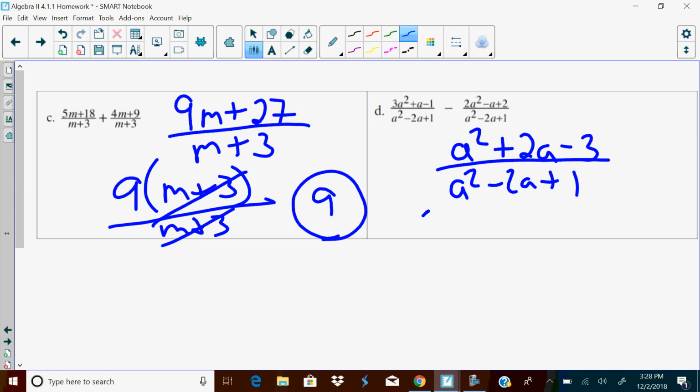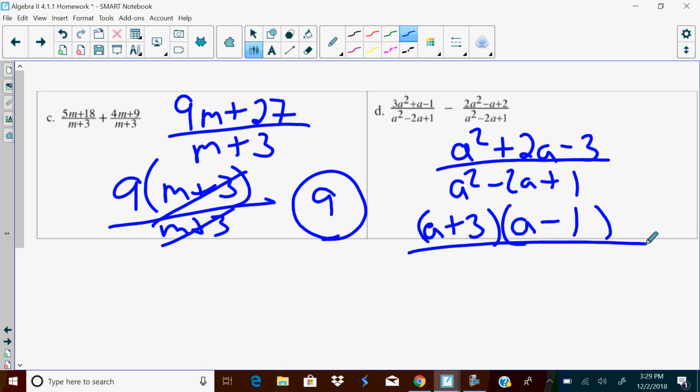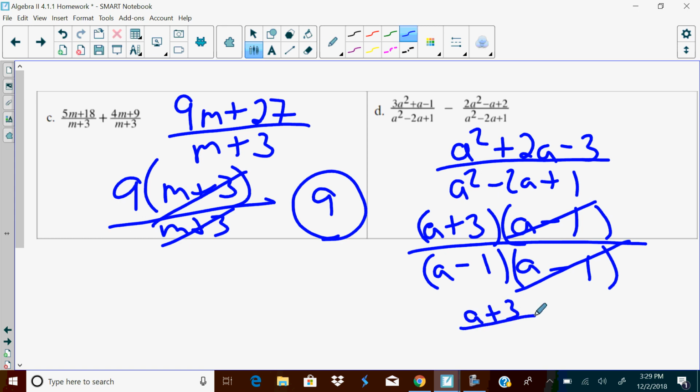So then I factor them. So I'm going to get a positive 3 and a negative 1 for the top. For the bottom, I'm going to minus both of them. So the a minus 1s are going to cancel. So my final answer is just a plus 3 over a minus 1.